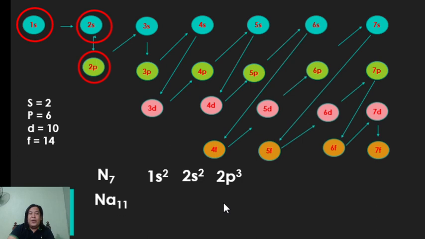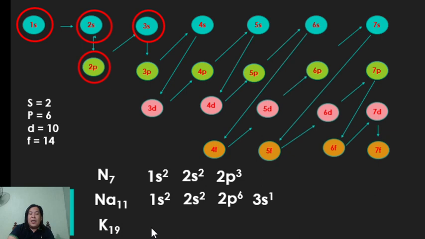Next example, sodium. This time, because what we need is 11, 1s2, 2s2, 2p6. Your 2p6 is completely filled already. But it's still not enough. This is 10. So you move to the next sublevel, which is 3s. What you lack is just 1. So what you put at the end is 3s1.